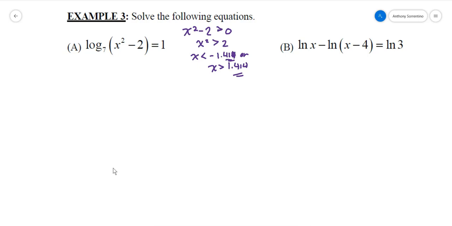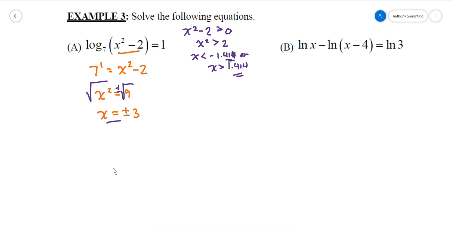So I'd have the log base 7 of something equaling 1. I do have a single logarithmic statement on the left, so I can rewrite this as an exponential. So I can say 7 to the first power equals x squared minus 2. I could add 2 to both sides. x squared would equal 9, which means x would equal plus or minus 3 when I take the square root of both sides. And I'll show the plus or minus to come here.